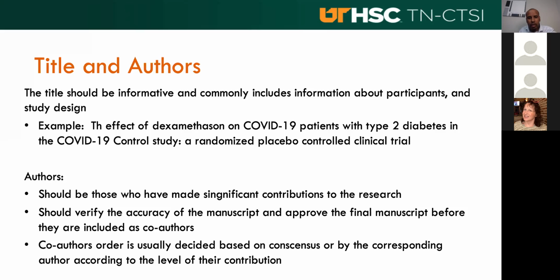The authors should be those who have made significant contribution to the research and should verify the accuracy of the manuscript and approve the final manuscript before they are included as co-authors. So the co-authors should be those who have contributed substantially to the manuscript. They should have read the manuscript and approved it for publication and the likes. Co-author order is usually decided based on their consensus agreement or by the corresponding author according to the level of their contribution.